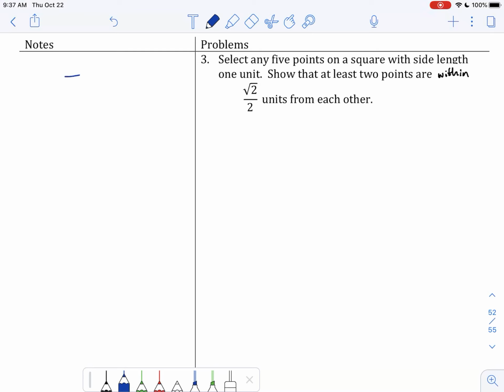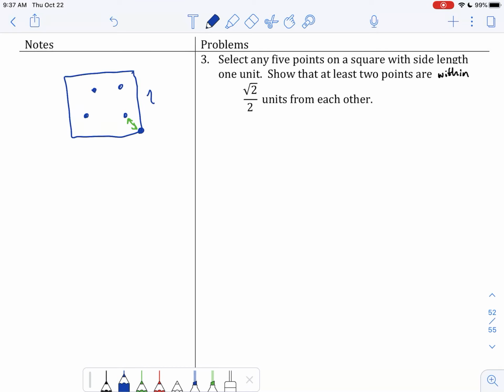So sometimes with this, I find it helpful to draw a picture. So if I have this picture here, and the idea is that if this is a side length of 1 and I pick any 5 things inside here, that they have to be within root 2 over 2, 2 of the points. So for example, here I can look at the closest, and that's going to be true. Now the question becomes, how do I know this is true?